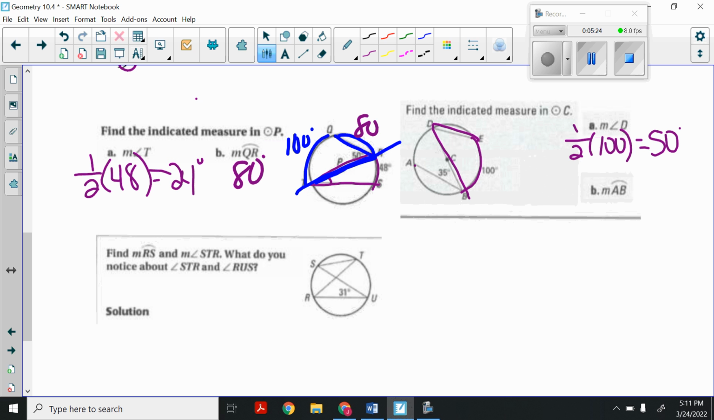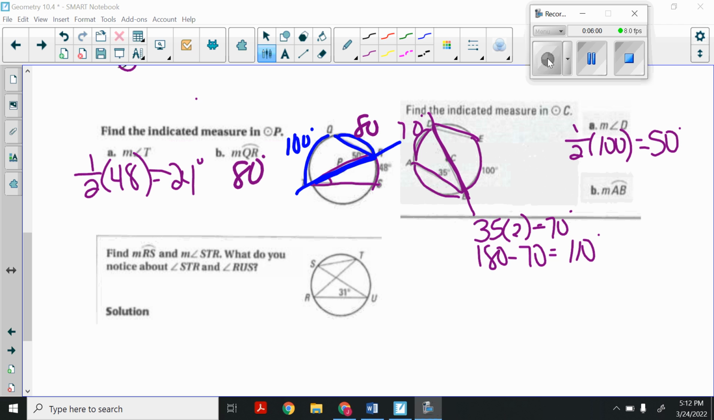Now we want the measure of arc AB. So again, I know that this angle down here is 35. So this arc is double that, so 35 times 2 gets me 70. So I know that this arc is 70 degrees. I know that this is the diameter, so together it has to equal 180. So 180 minus 70 leaves me with 110. So this is 110 degrees.